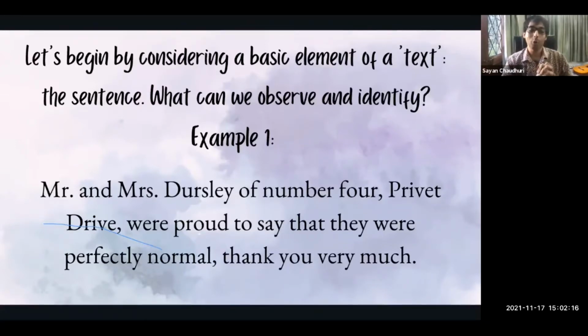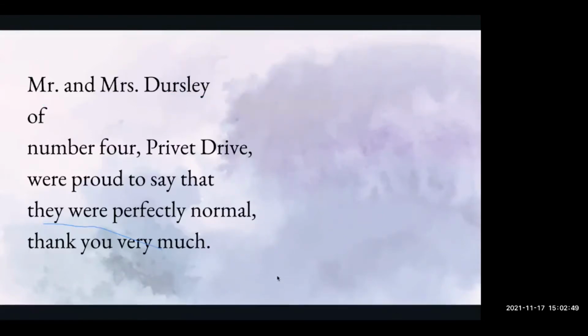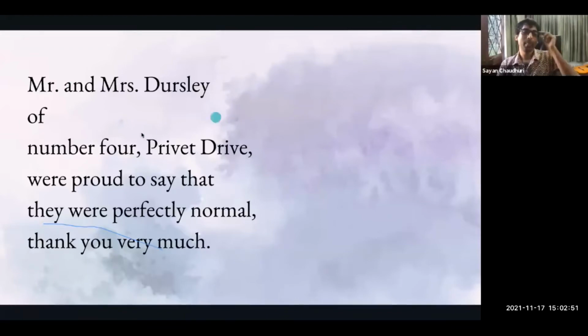Now, I'm going to give you a minute. I want you to go through each part of the sentence, and to help you see it a little differently, I have broken the sentence down into separate lines, almost like a poem. But these are all different elements of the sentence. So we have Mr. and Mrs. Dursley. We have the word of. We have number 4 Privet Drive. We're proud to say that they were perfectly normal.